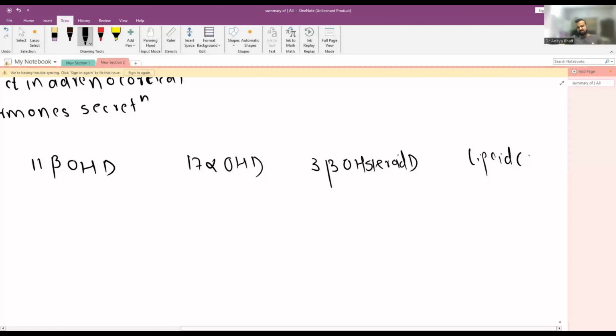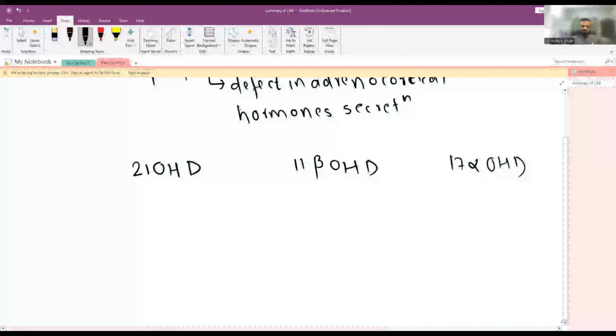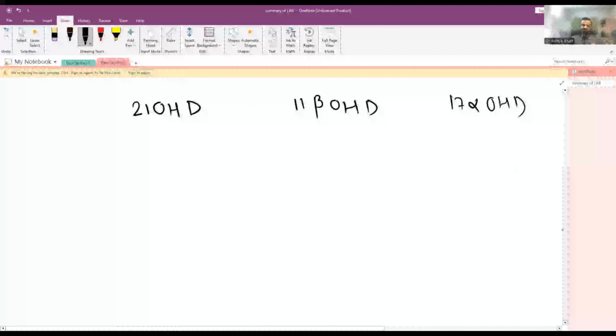Lipoid CAH is technically where everything is deficient in the cortex, all pathways have abnormality, and the cortex is replaced by fatty tissue. So firstly, you have to understand that the most common variant is 21 OHD. So that is the first thing.